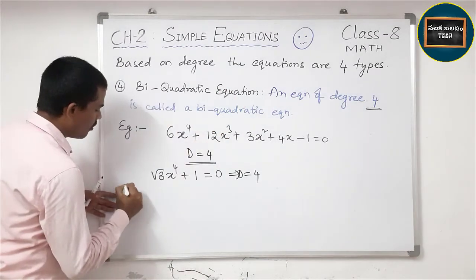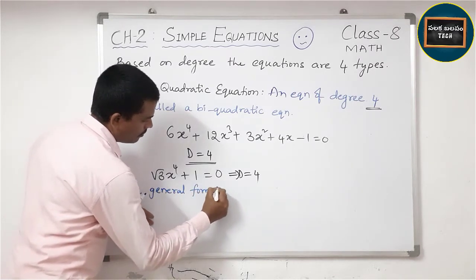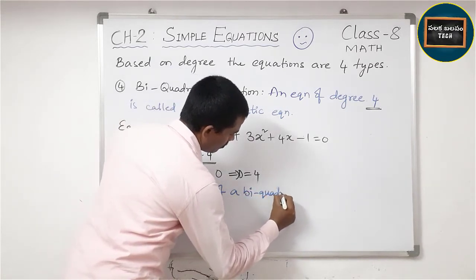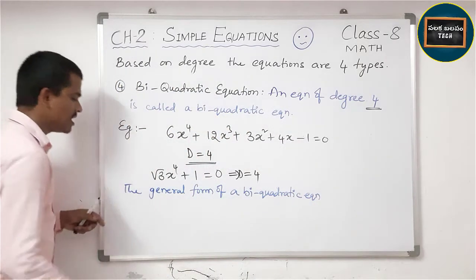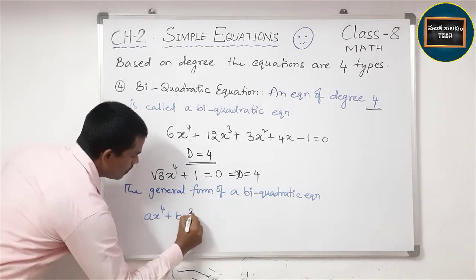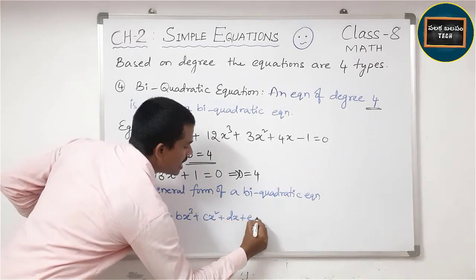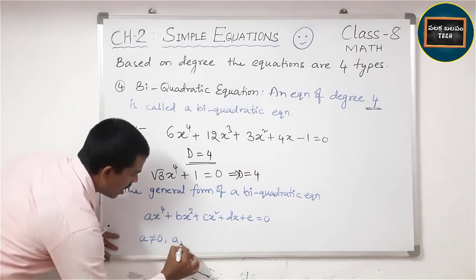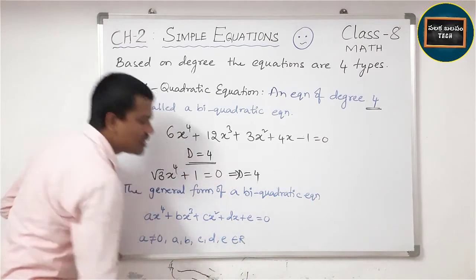The general form of a biquadratic equation is ax power 4 plus bx cube plus cx square plus dx plus e equal to 0. Here a is not equal to 0, and a, b, c, d, e belong to the real numbers, any real numbers.